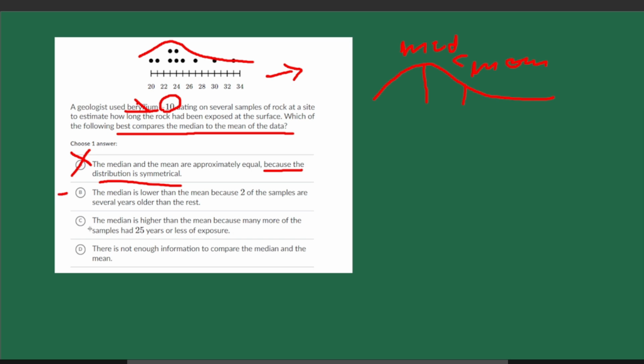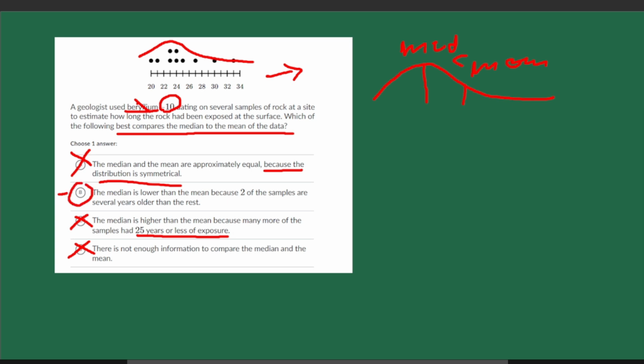The median is higher than the mean because many more of the samples have 25 years or less exposure. Well, that doesn't really matter here. The mean is not going to be higher. That actually doesn't make any sense. If anything, it would make it lower. The logic does not make sense, right? If they had 25 years or less exposure, then the mean is just going to be bigger there. So that's just not right. And there's plenty of information. It's just B.